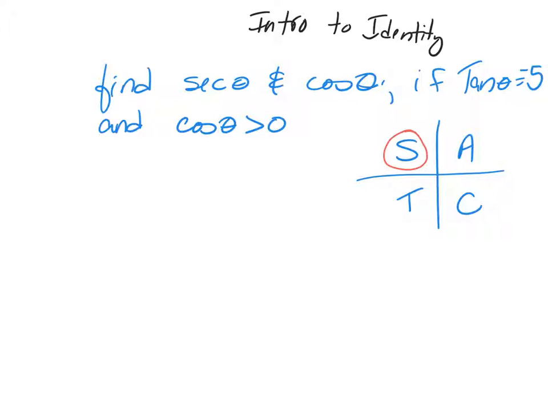If the tangent is negative, it has to be either in the second quadrant or the fourth quadrant, because everything's positive in the first quadrant. That's what the A stands for, and the T stands for tangent is positive, okay? So it needs to be in those two quadrants. But then it says the cosine is greater than 0. What kind of numbers are greater than 0? Positive numbers. So it has to be down here. So the angle needs to be down there. That's how you decide where it is.